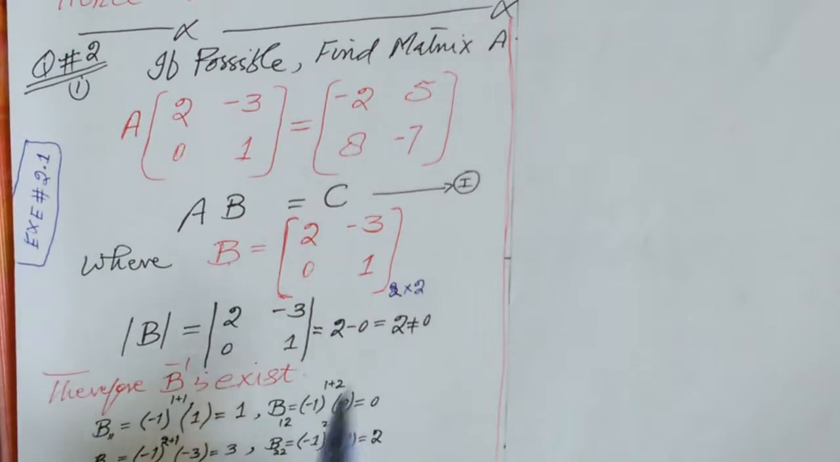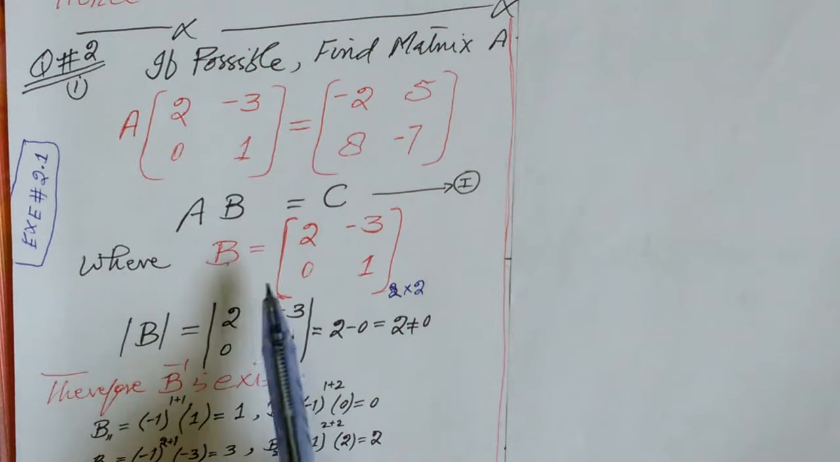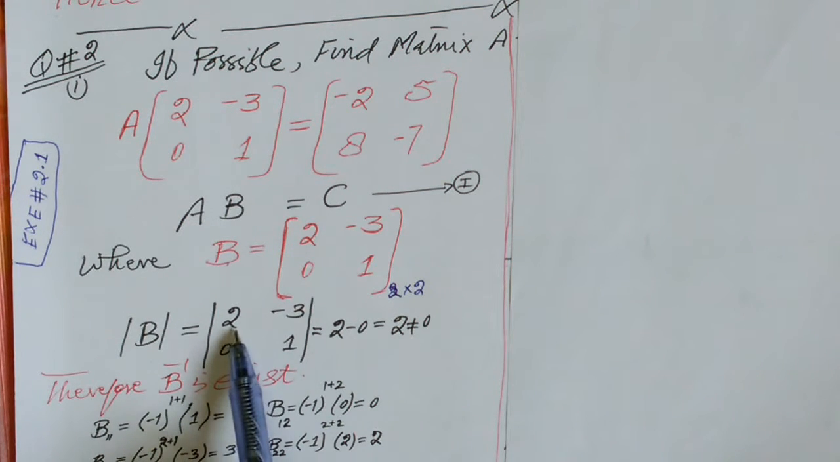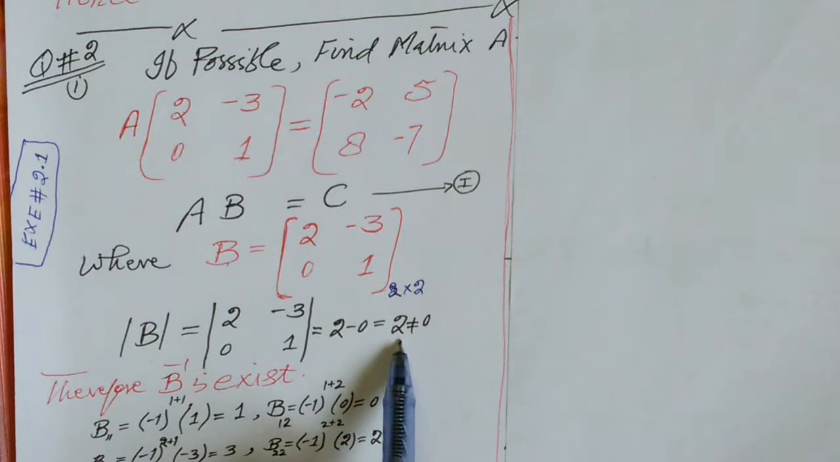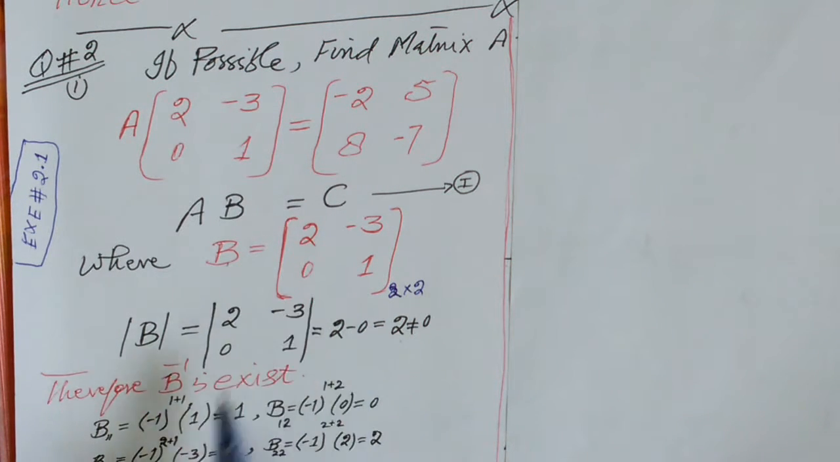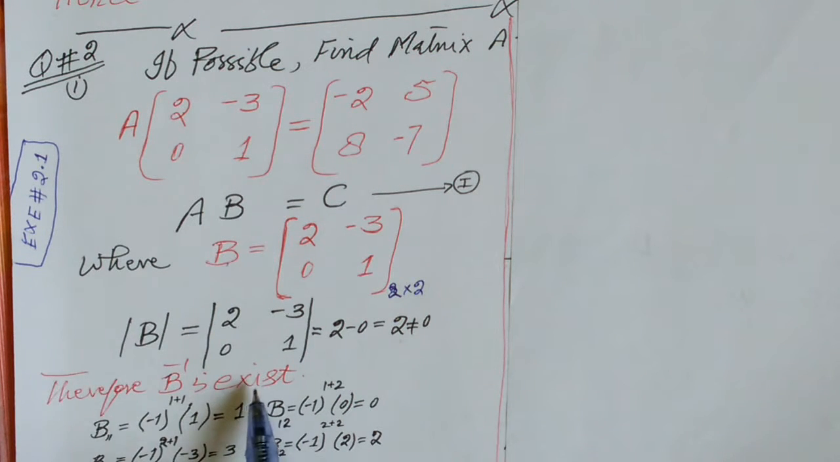And the second condition: the matrix B must be non-singular. For that, we calculate the determinant of the matrix B. The determinant of the matrix B is equal to 2 minus 0, which is equal to 2. So the matrix B is a non-singular matrix. Therefore, the inverse of the matrix B exists.